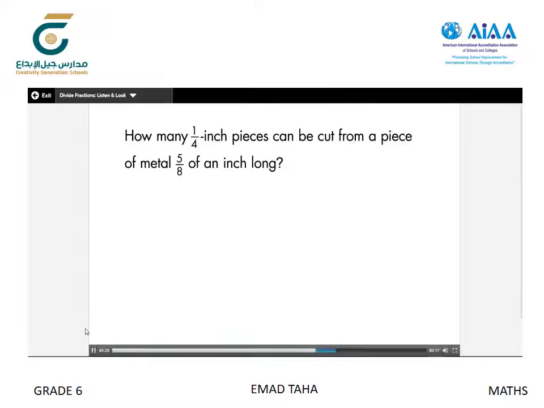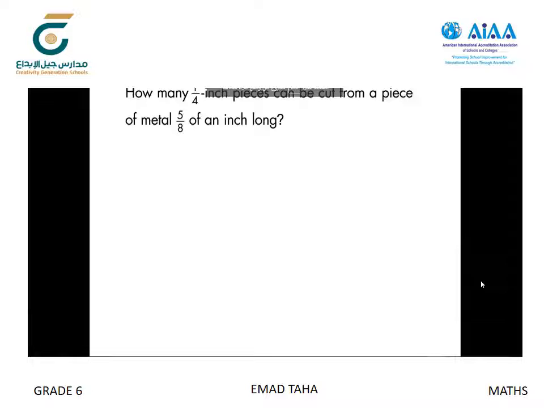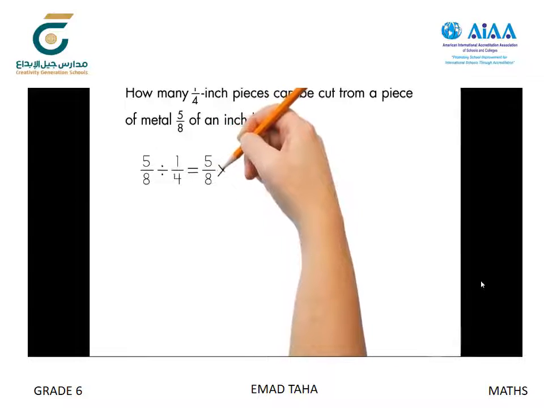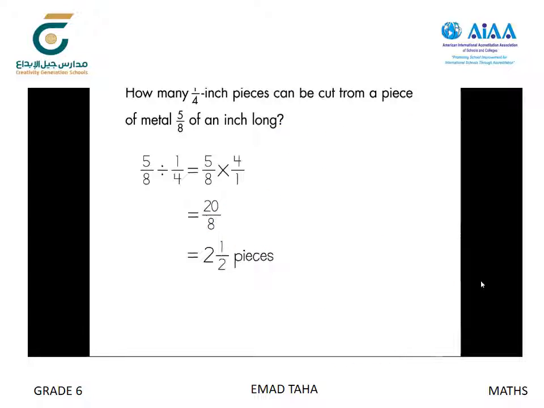Listen and look for other students who use the standard algorithm for dividing by a fraction to solve the problem. These students set up the division problem to show 5/8 divided by 1/4. Then, they multiply by the reciprocal of the divisor to find that there are 2 1/2 1/4 inch pieces in a 5/8 inch piece of metal.